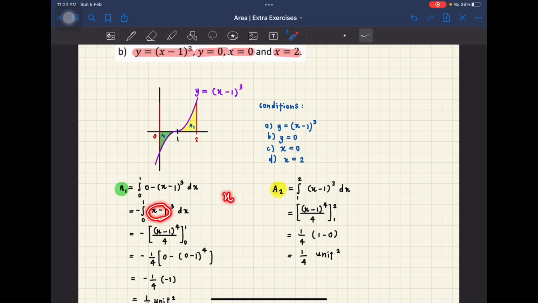Sama juga macam kalau awak ada x kuasa 3. Macam mana nak integrate? So tambah sahaja power by 1 and then bahagikan dengan power baru, 4. Okay, so this one pun samalah. So kita tambahkan dia by 1. So dapat 4 and then divide it by the same new power which is 4.